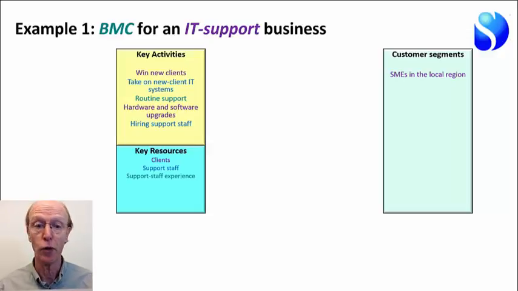The key resources that this business has, well, its clients are a critical resource because they're generating the revenue, and you're only going to actually serve the customers if you've got support staff, so that's a second key resource. And you need those support staff to have experience, so the support staff experience is a third key resource. You could arguably add another one, which is the range of products and services that the business delivers, but those are the main resources.